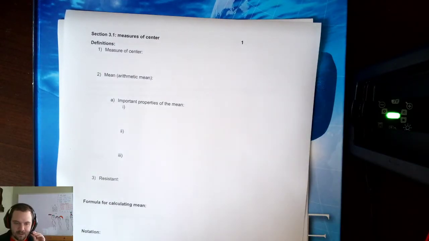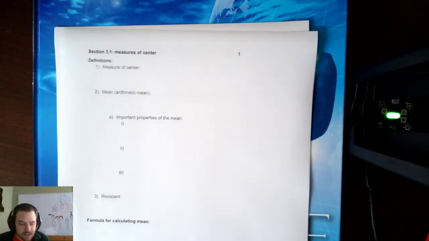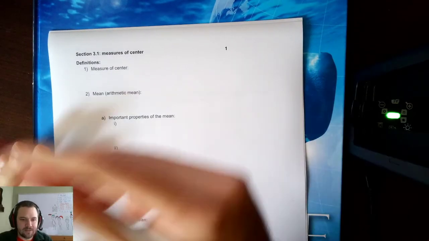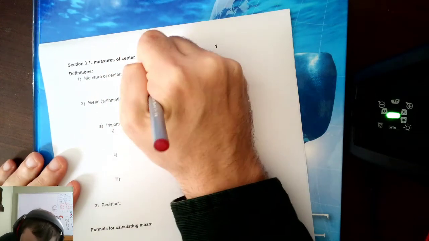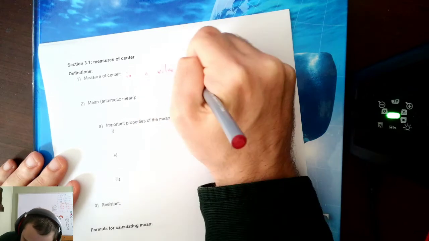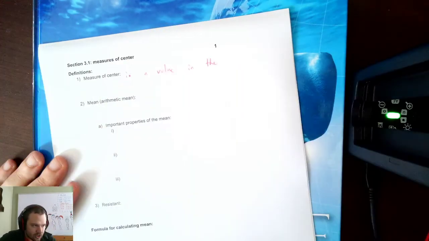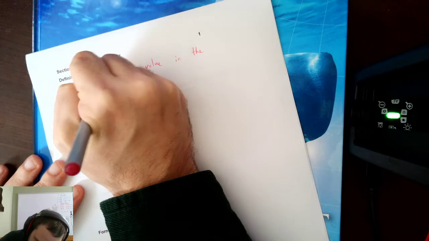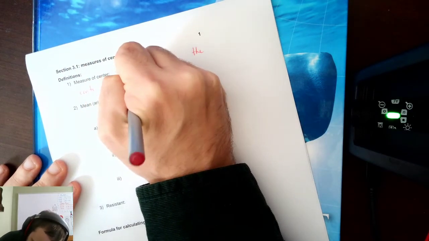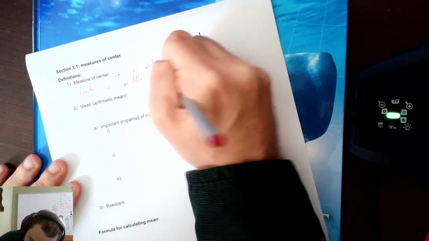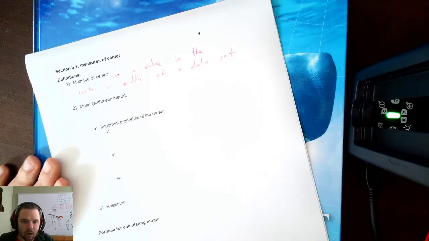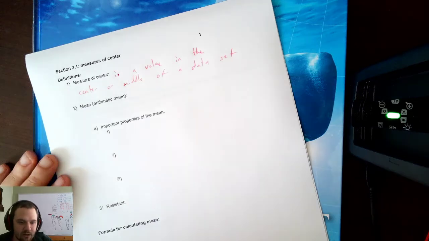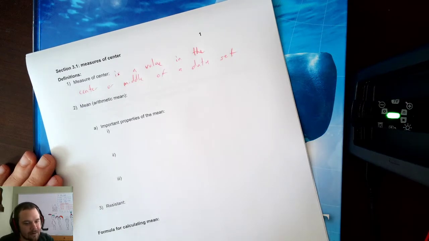Today we're going to be talking about Math 121, section 3.1. This deals with measures of center. So let's start off with a definition. What is a measure of center? A measure of center is a value in the center or middle of a data set. It's a value in the middle of a data set, or in the center of a data set. A measure of center is something falling in the middle. We're going to talk about a few different ones.